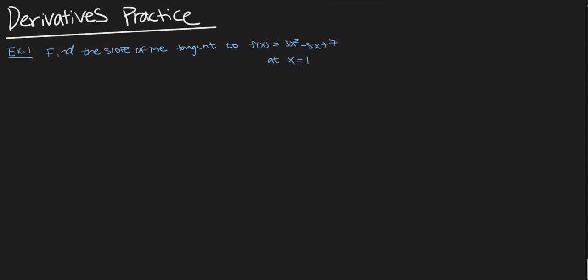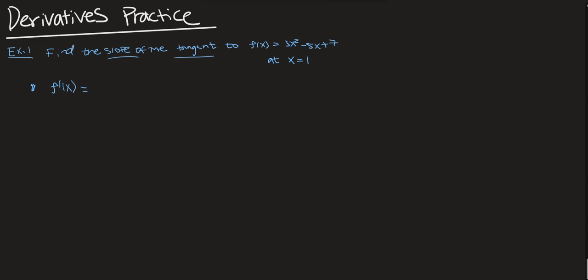Okay, so we know that the slope of the tangent is just what the derivative is equal to. So we have the function and we just want to take the derivative of that function. If my pen will work. There we go. So we want to take the derivative of that function.